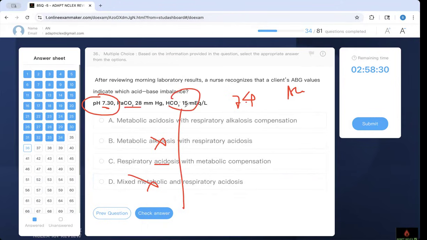If bicarbonate is responsible for the acid, it's going to go down. It has gone down. If CO2 is responsible for the acidosis, it's going to go up. It has gone down. Therefore, it's not respiratory, it's metabolic. Therefore, this is gone. Now you're left with these two alone. But then why is this right? Respiratory compensation. Well, if you have metabolic acidosis, your compensation is going to be respiratory because you want to blow out the acid. And therefore, that's why this has gone down. This is metabolic acidosis, respiratory alkalosis compensation.